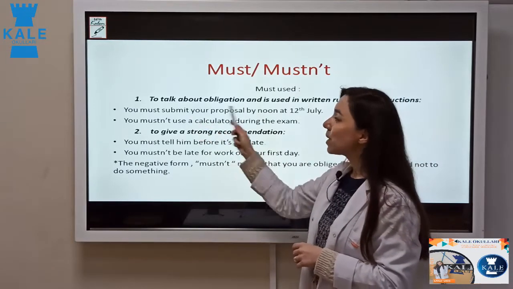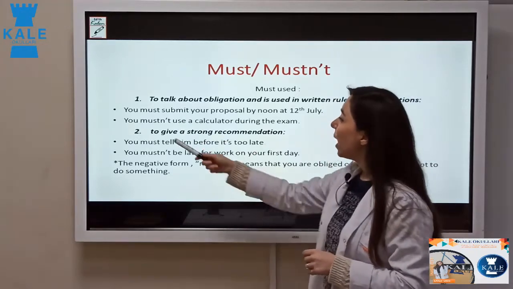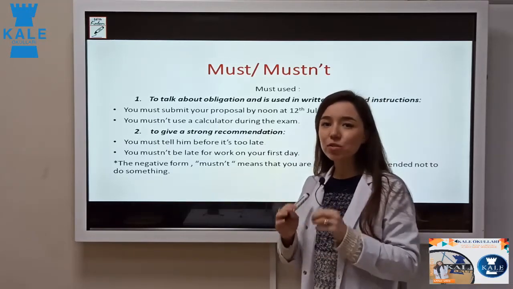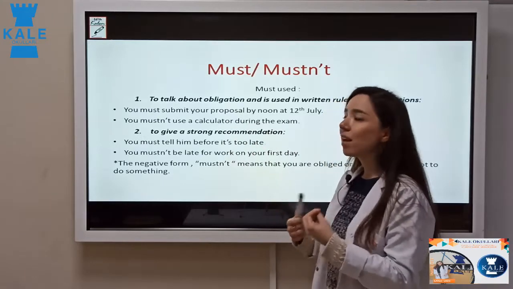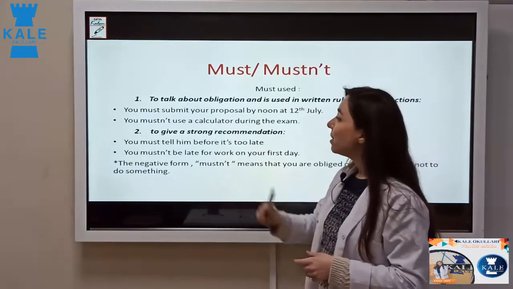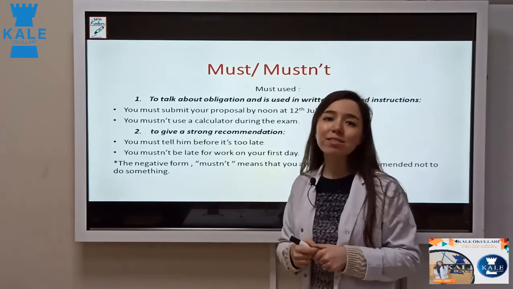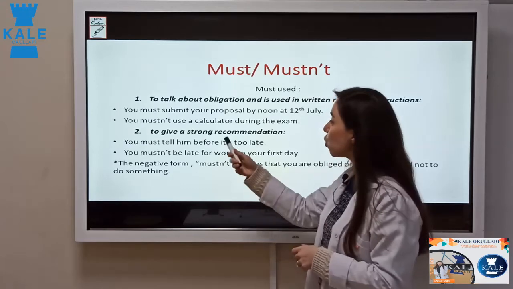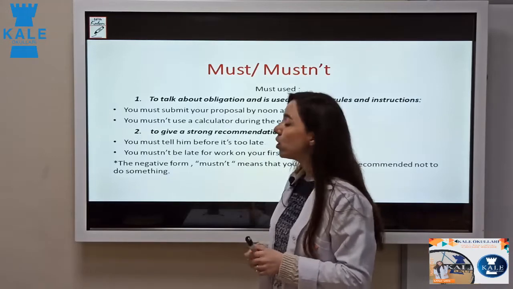So, I told you that because it's a little formal, here we can use must instead of have to. And for the negative form, you mustn't use a calculator during the exam. You know that for the exam it's really forbidden to use a calculator. So, because it's something formal, again, we use mustn't use here, not don't have to. And the second reason is to give a strong recommendation. What is a recommendation? You know that recommend is stronger than advice. So for a strong recommendation, for example, I say you must tell him before it's too late.